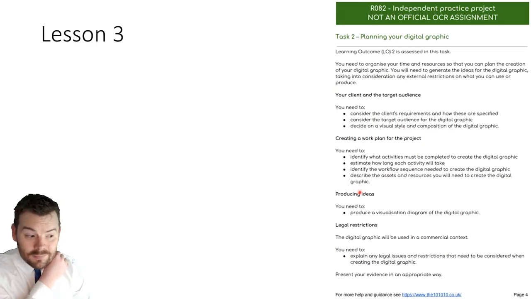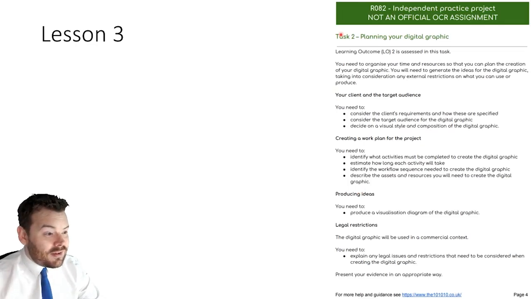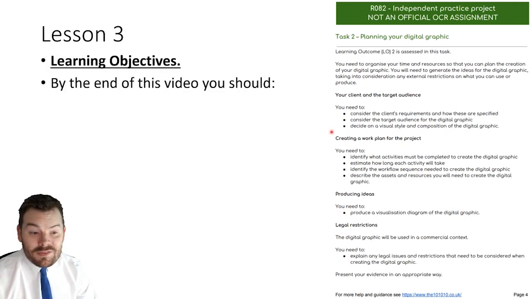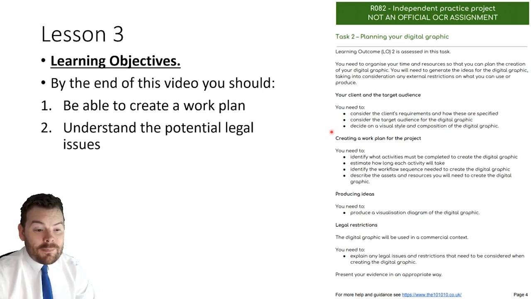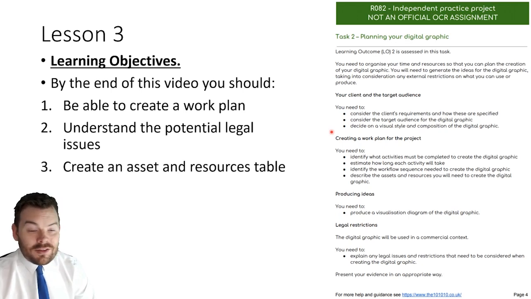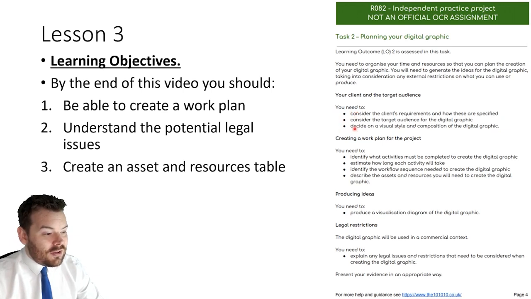So for lesson three, we're going to be completing this task and ticking off all of our remaining sections of this work here. So learning objectives, by the end of this video, you're going to be able to create a work plan. We're going to understand potential legal issues of our digital graphic, and we're going to create an asset and resources table. And as you can see here, we've already done quite a lot of this.